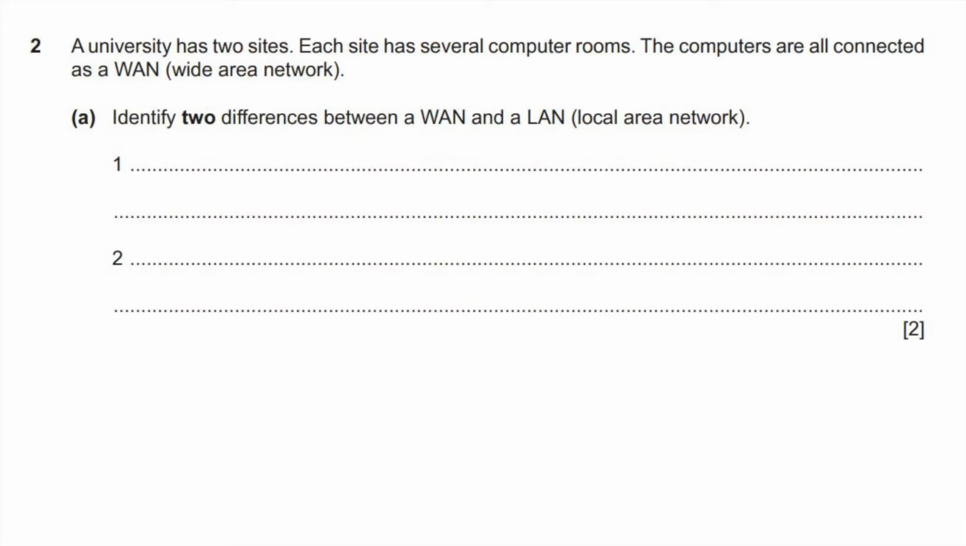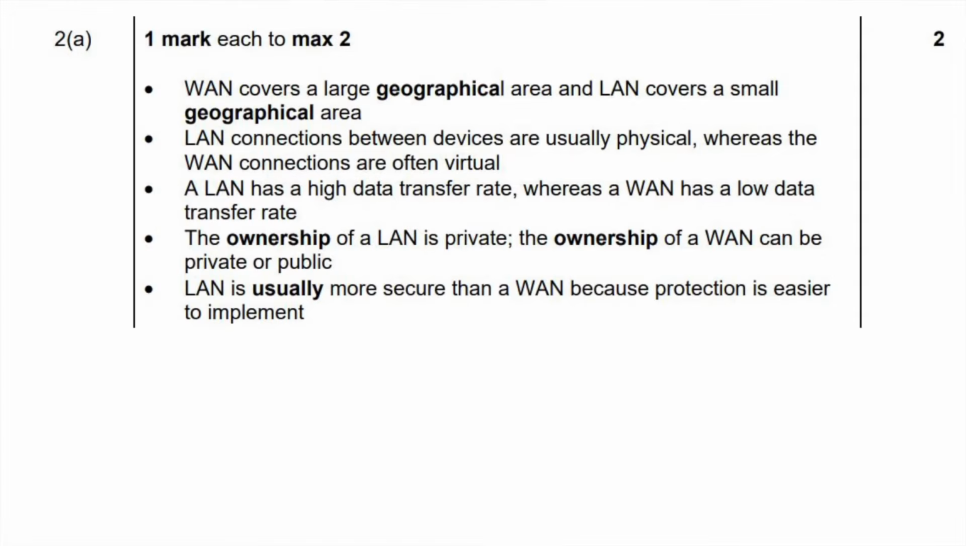We've got an A-level question right here. Identify two differences between a WAN and a LAN. Larger geographic area. Right here it says line connections between devices are usually physical versus WAN connections are often virtual. That doesn't really make sense to me. I don't really actually know what that means.